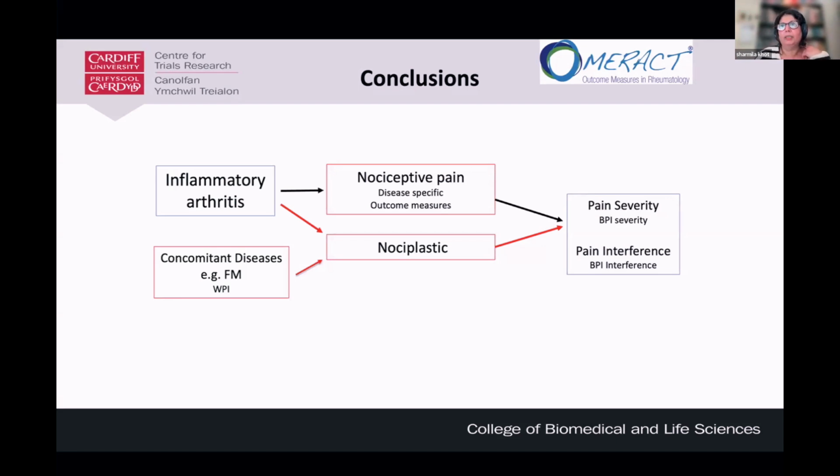And the attendees did include a number of patient representatives, and there was agreement from the patient representatives with regards to looking for different measurement tools to tease out the nociceptive from the nociplastic or the neuropathic.